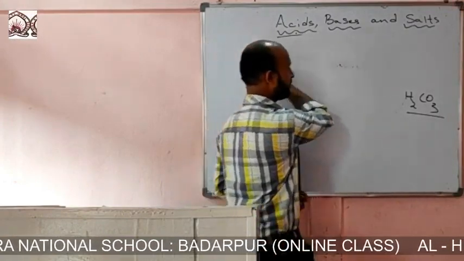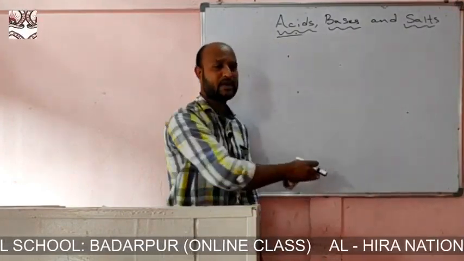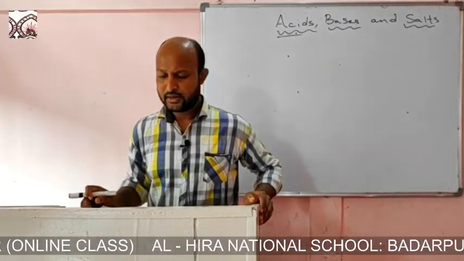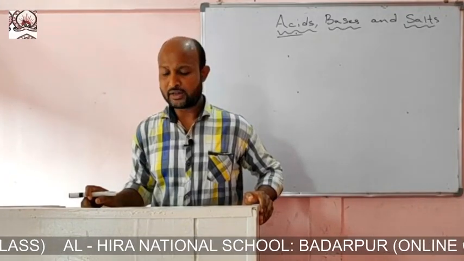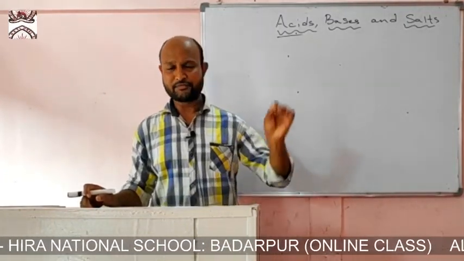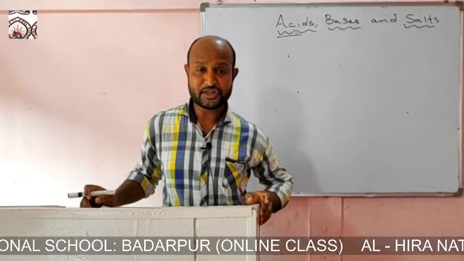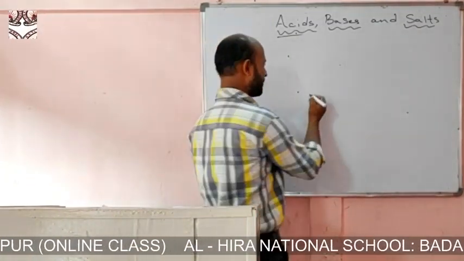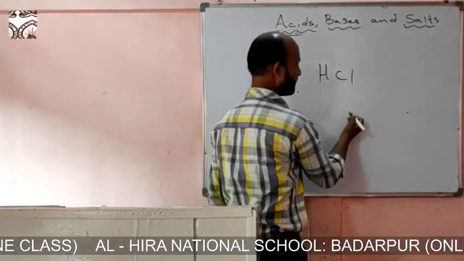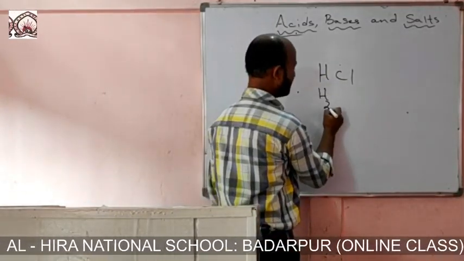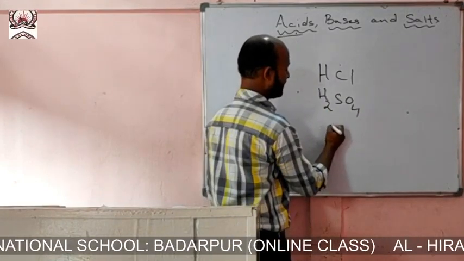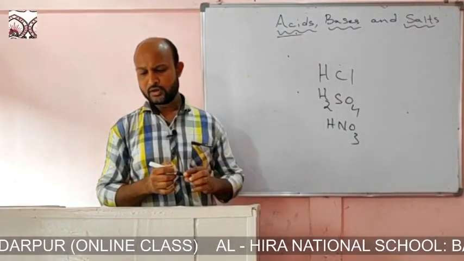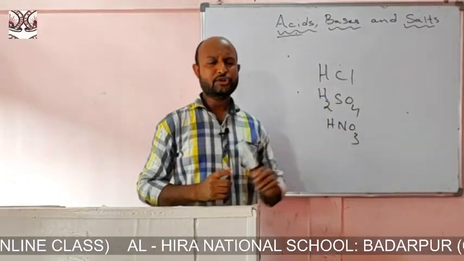If we go on learning about the uses of acids, acids are used in many ways. Let us discuss some of the mineral acids. First of all, you have learned that hydrochloric acid, nitric acid and sulfuric acid are some of the mineral acids. The formulas: hydrochloric acid is HCl, sulfuric acid is H2SO4, and nitric acid is HNO3.